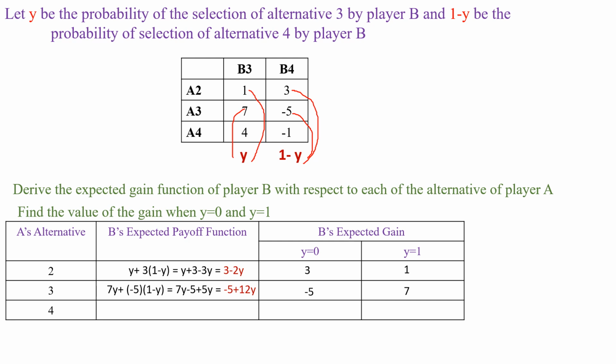So next, to determine the expected payoff function for the fourth strategy, 4 into y plus minus 1 into 1 minus y, that is minus 1 plus 5y. Then substitute y equal to 0, then the gain value is minus 1, and substitute y equal to 1, then the gain value is 4.